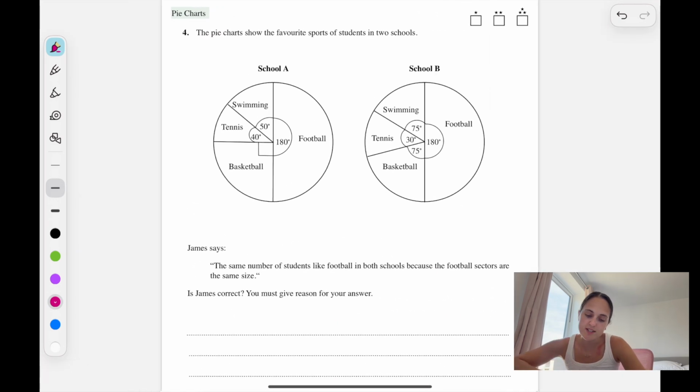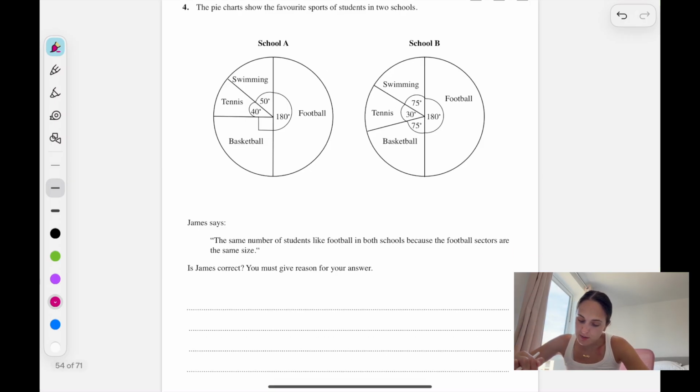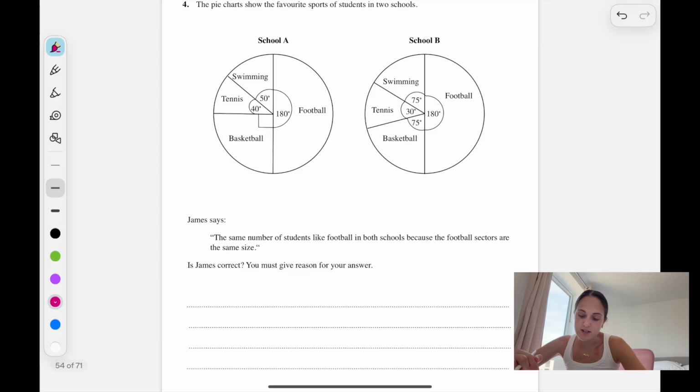This next question says the pie charts show the favourite sports of students in two schools, so we have school A and school B. James says the same number of students like football in both schools because football sectors are the same size. So is James correct? We must give a reason. So what he's basically saying is because this is 180 and this is 180, there must have been the same number of people in both schools who liked football.